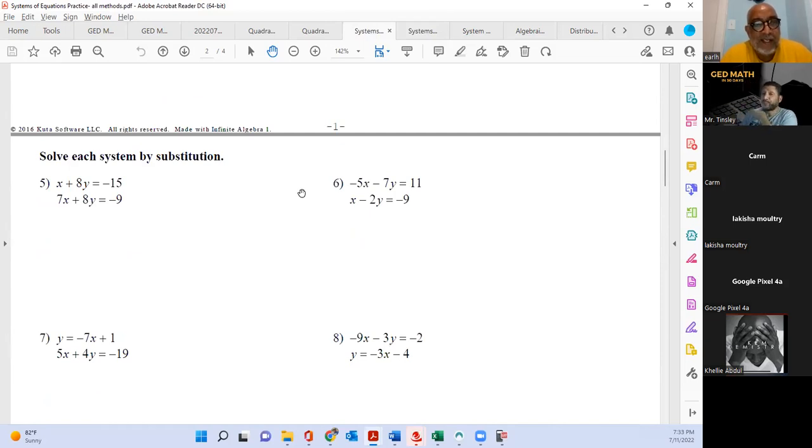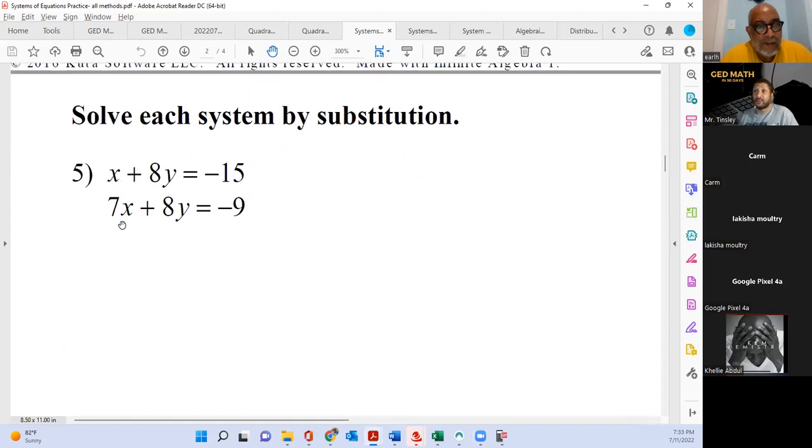Mr. Tinsley, like number 5, do the 8y cancel each other out? No. So this is what you do. Let me make it bigger. They almost cancel each other out. They're the same. So they don't cancel each other out because opposites cancel each other out. Here they are the same. So your plan is to make them cancel each other out, so you're going to multiply this by a negative. I probably would do the first one by negative.